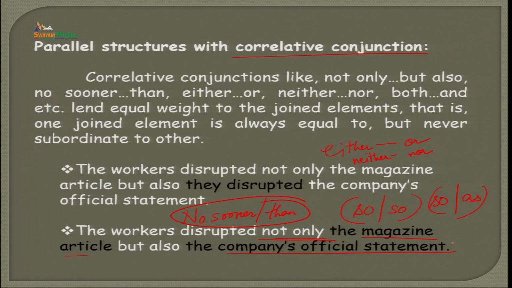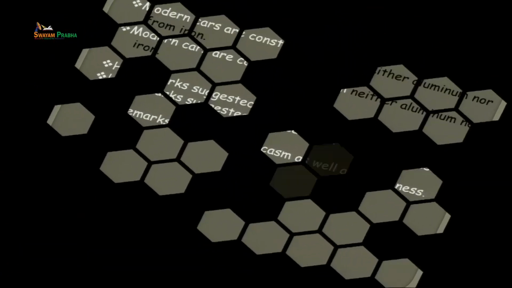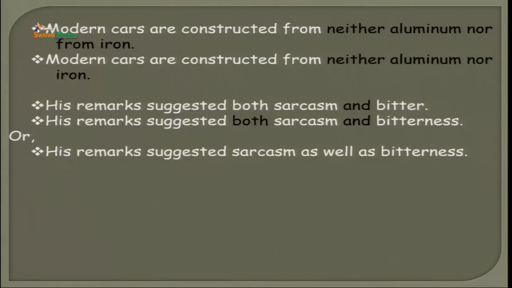official statement. Then we further move towards the next part where we are talking about a few more, last but not the least, a very perfect example of these types. Now, look at this: modern cars are constructed from neither aluminium nor from iron. Now, what is the use of using from over here? Okay, neither aluminium nor iron is perfectly correct.